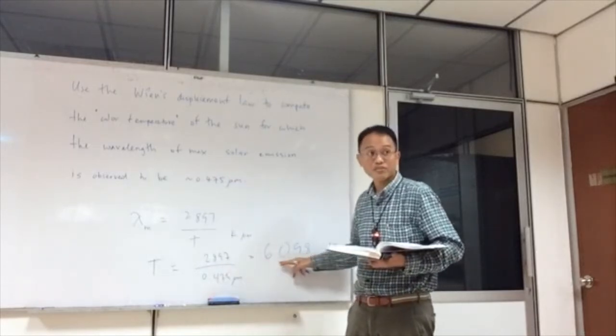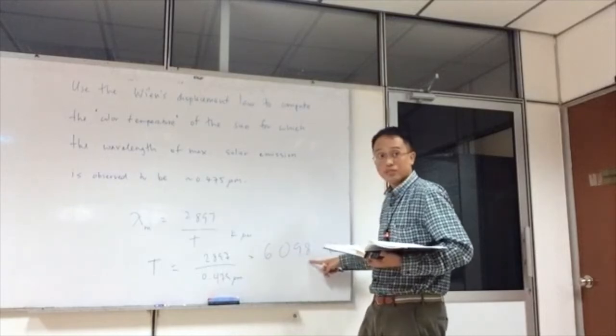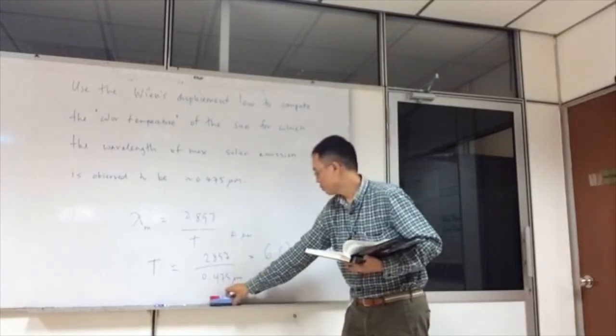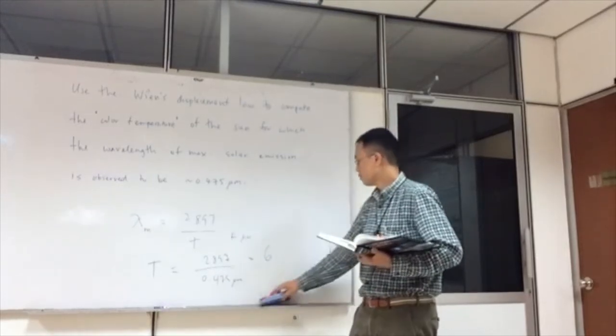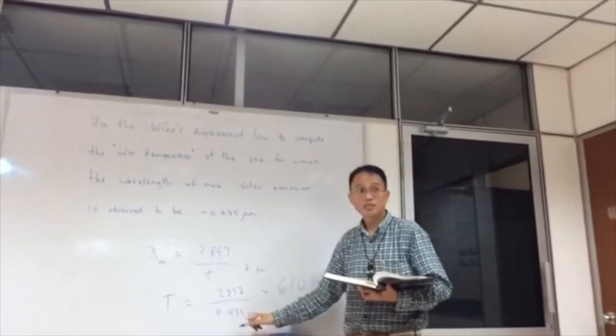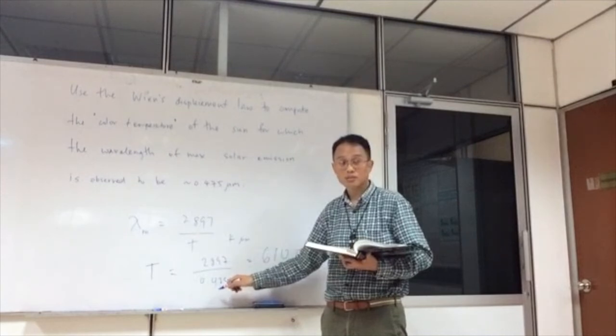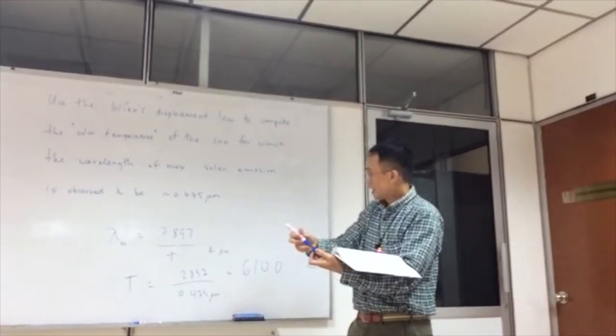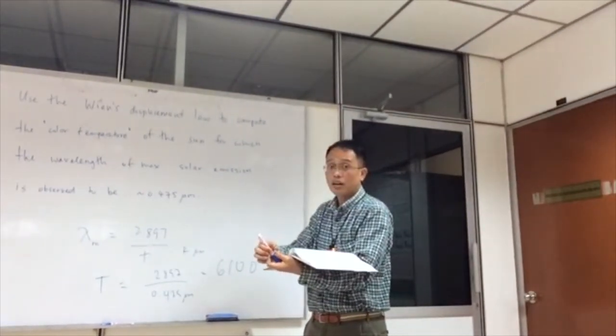So just for your information, if this is at 3 significant figures, then our answer should be in 3 significant figures. So this is at 4 significant figures. So this one rounds up to Kelvin, because we use this 3 significant figure value. So that is the color temperature of the sun.